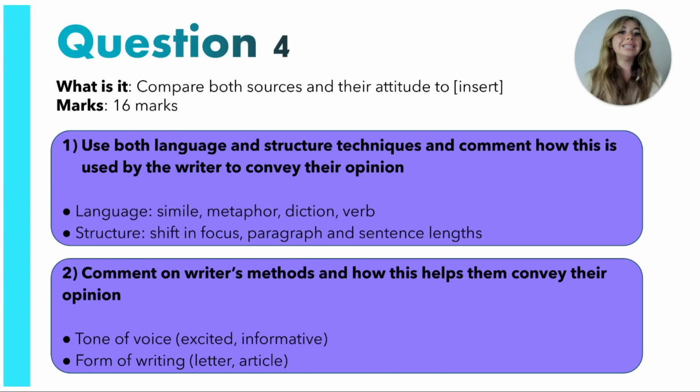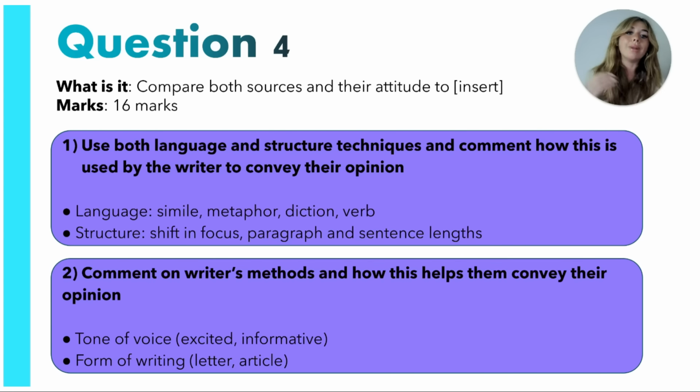Have they used a letter? Is it an article? Like, what form have they used? And that will also help dictate their opinion. If it's a letter, it could be more personal, because of course a letter is quite a personal thing, an intimate thing from one person to another. So perhaps that shows their opinion, and maybe this is a real cherished moment for them, or a real fearful moment they want to share with a loved one.